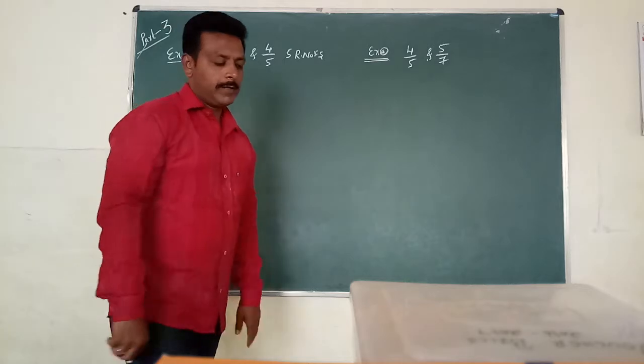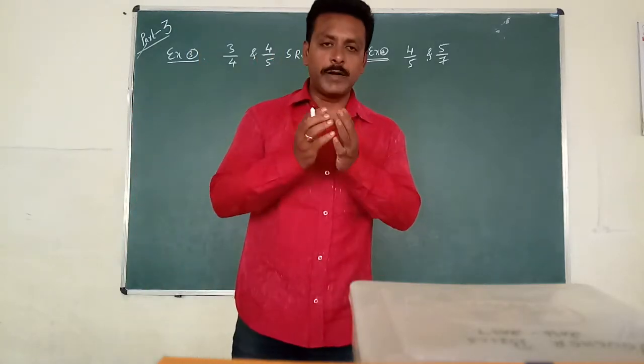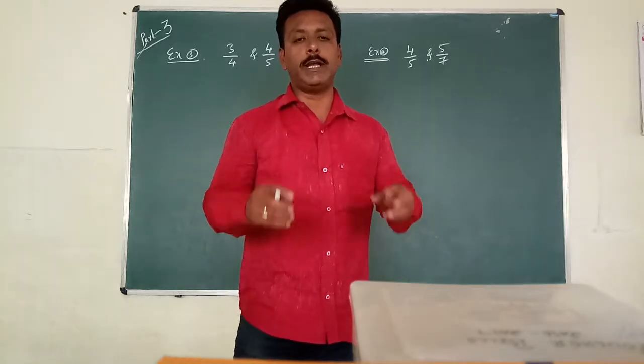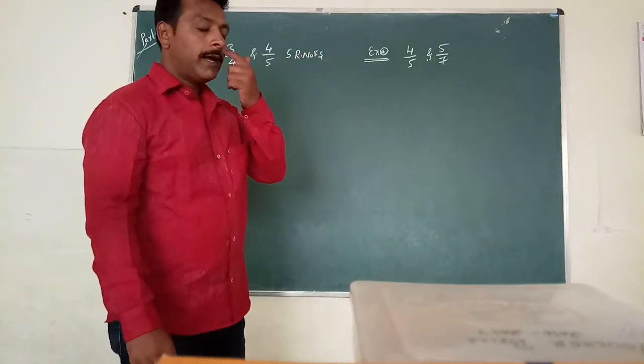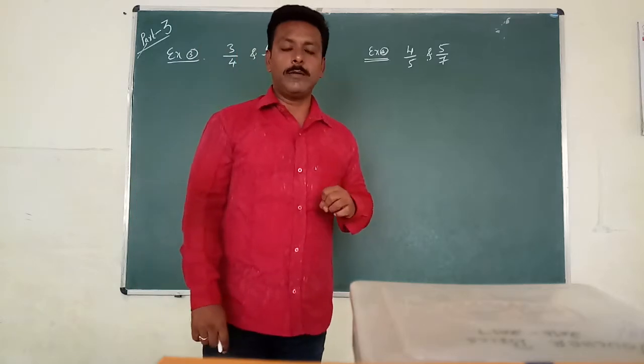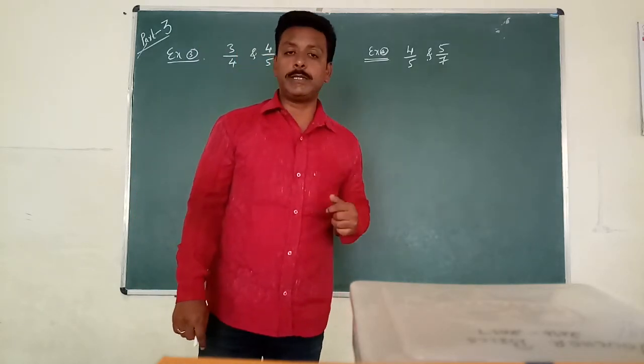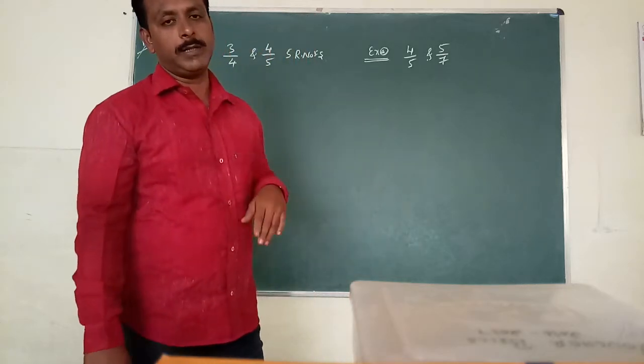So just recall, in the last class we discussed how to find the rational number between any two given rational numbers or any two fractions. Already I solved two examples, and we discussed two methods. One is the average method, and another one is the LCM method.